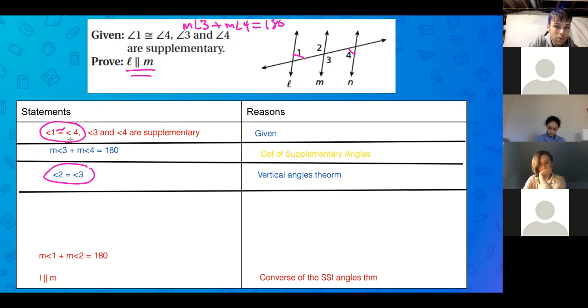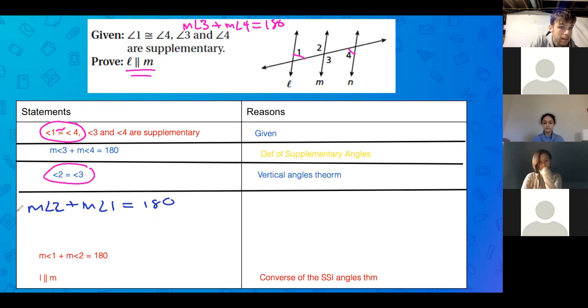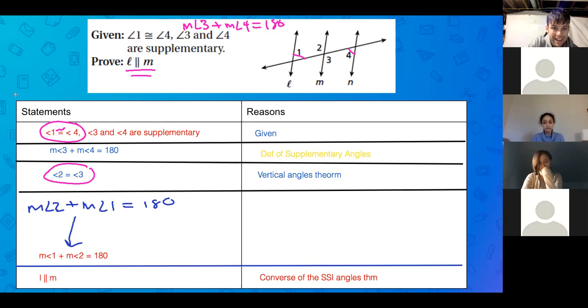So what I'm going to do is take this equation and make those substitutions. If I replace angle 4 with angle 1, so that's measurement angle 1, and I replace angle 3 with angle 2, I end up with this equation. It's pretty sloppily written, but the measurement of angle 2 plus the measurement of angle 1 equals 180. That's the same thing as this right here. And that's where I was trying to get to, right? So all I did to get that was use the substitution property.